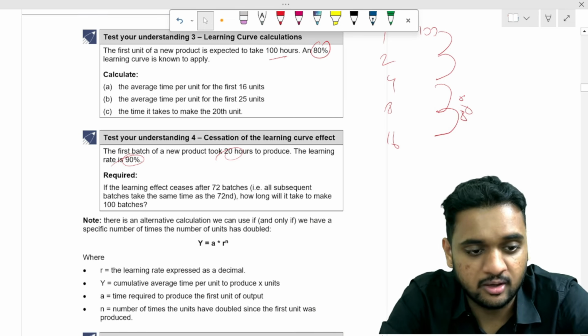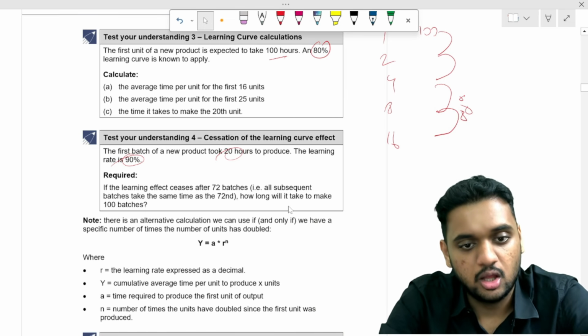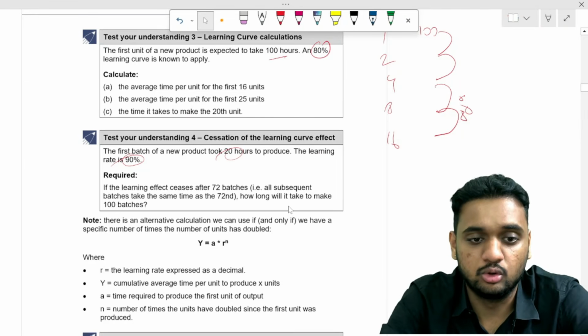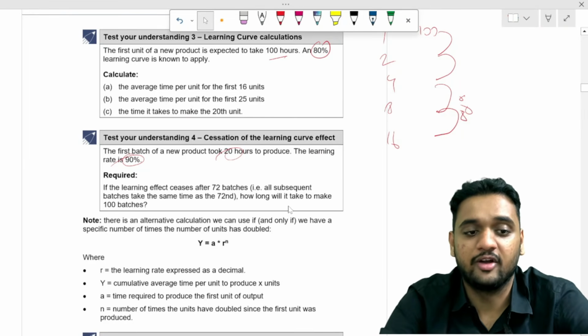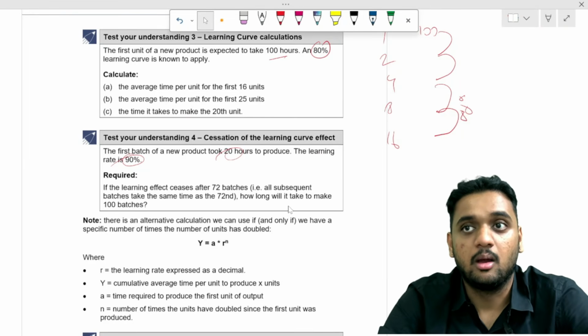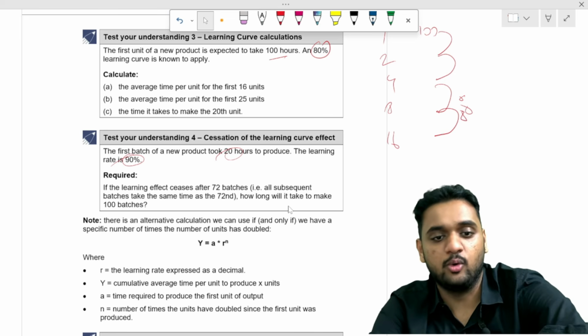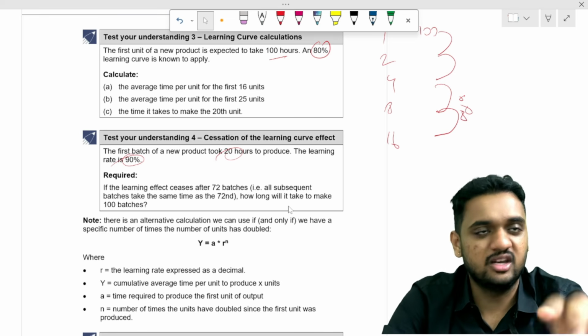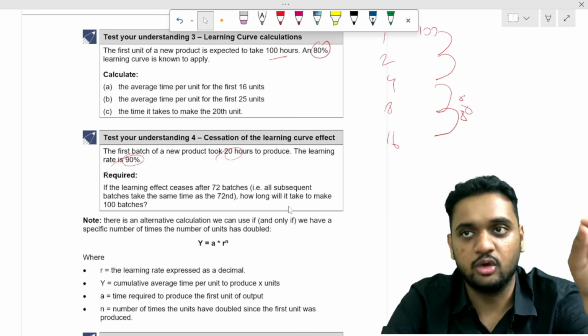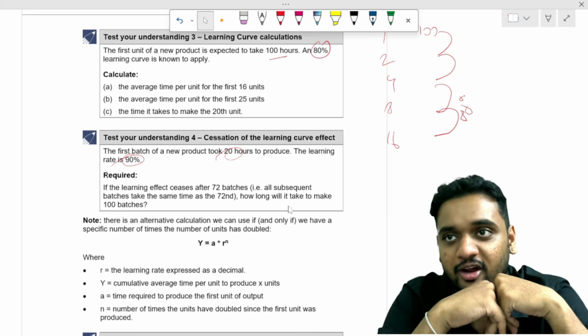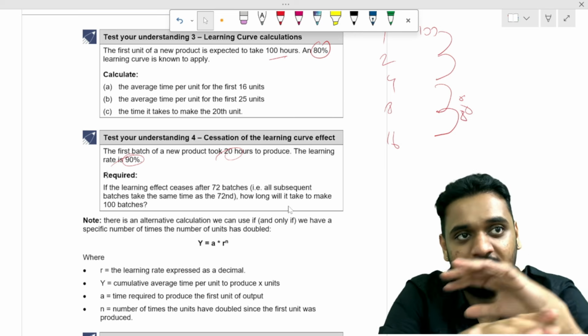Okay. Now what is given? How long will it take for 100 batches? What are they asking? The total time to take 100 batches. So what you have to find out? If you want to do this directly, what can we do? They didn't give anything. We can do Y equals a into 100 to the power and find it out. But here they told us the 72nd batch got over.